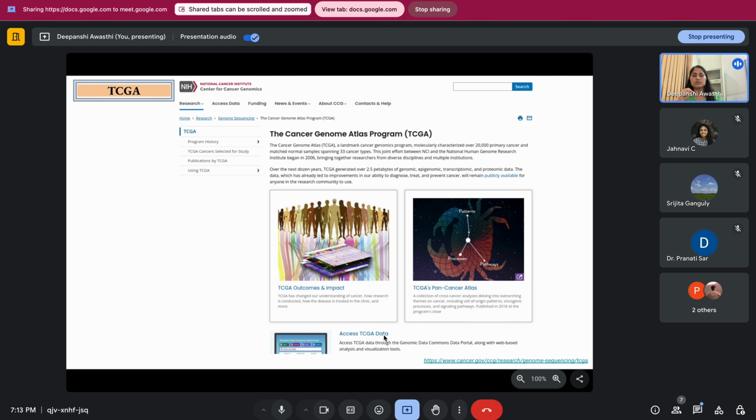Okay, so now the next topic of this week was TCGA, which is the Cancer Genome Atlas. If you look, this is the home page of the Cancer Genome Atlas when you search for it. It is hosted under the National Cancer Institute.